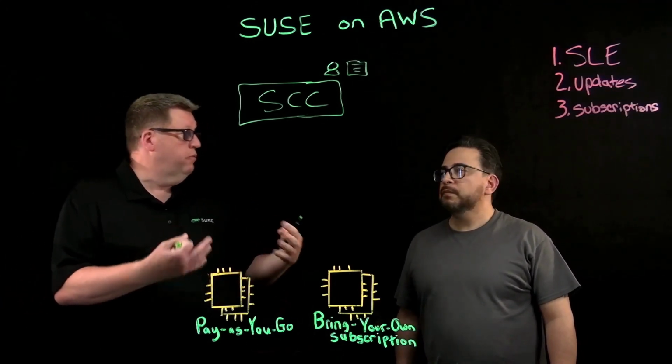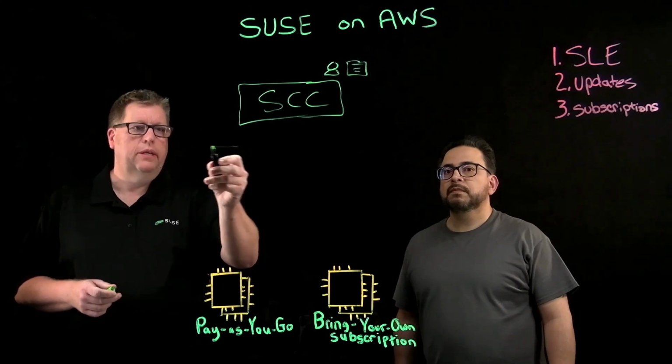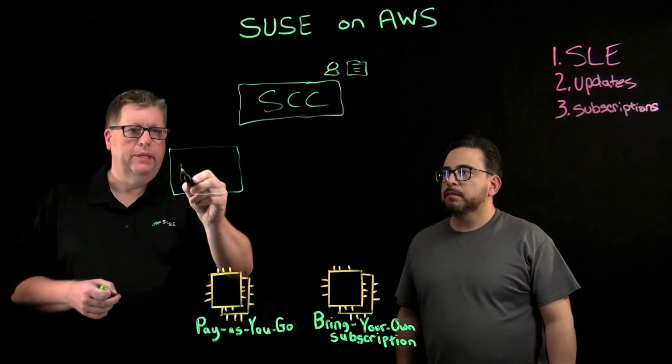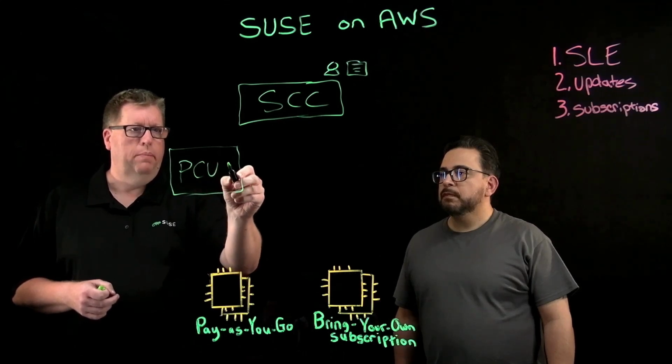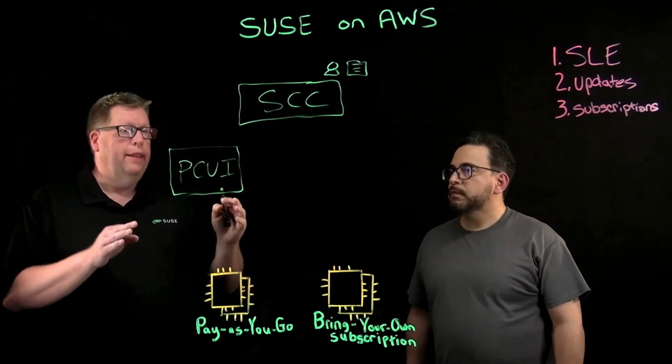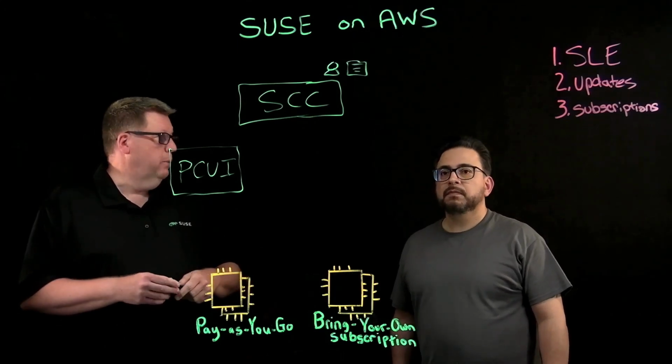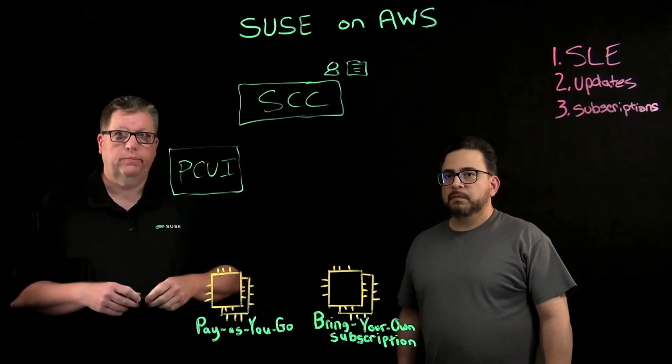Now, with AWS and for AWS customers, we do things slightly differently. At this point, I'm going to introduce the Public Cloud Update Infrastructure, or PCUI for short. This is a service which SUSE maintains in AWS for use by AWS customers running SUSE Linux.